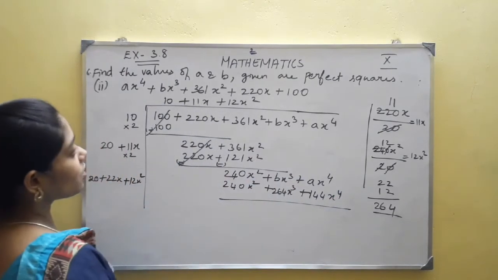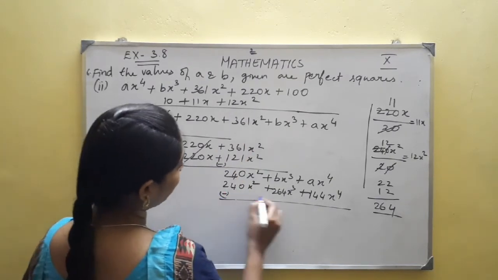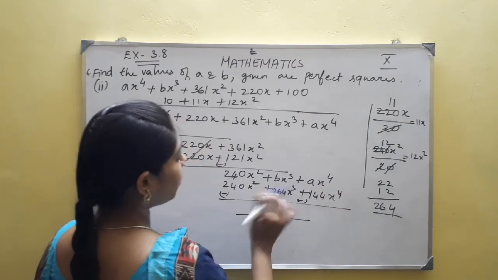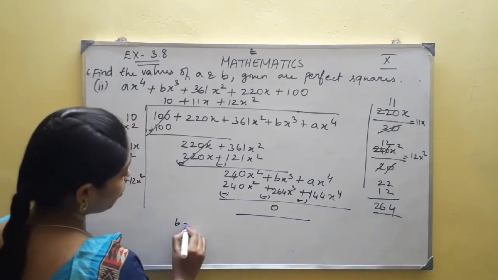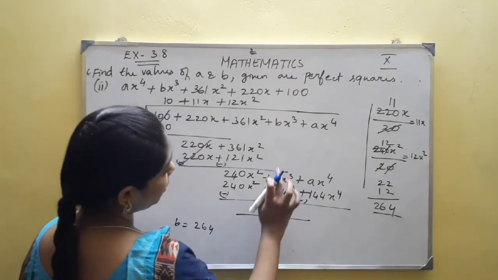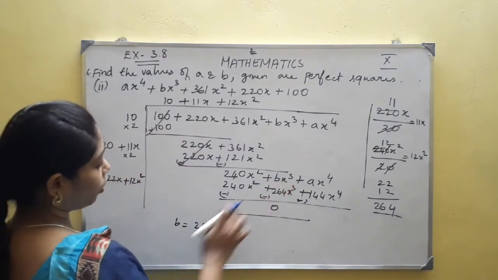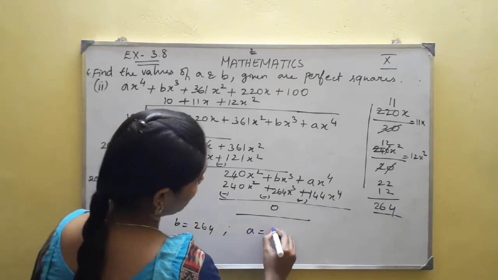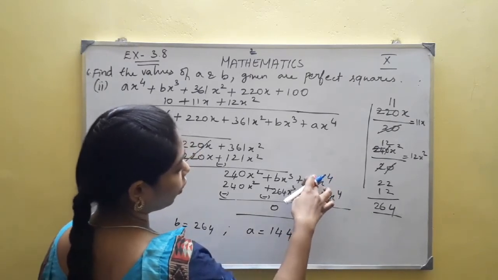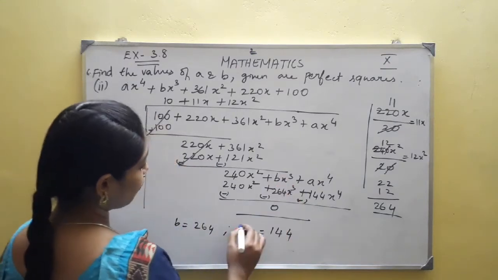So this is the final step of this problem. They already mentioned it is a perfect square. Definitely, if you change the sign, you will get the remainder to be 0, but you want to tell what values of a and b make this remainder 0. b is supposed to be 264, because here you have minus 264. a is 144, because you have minus 144 here. If a is 144, it gives you the remainder to be 0, and also b to be 264.